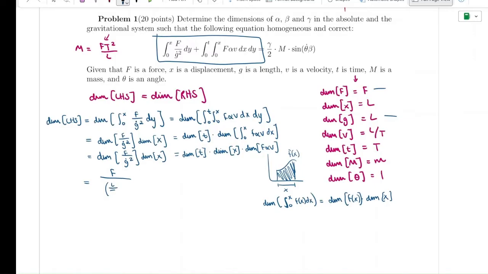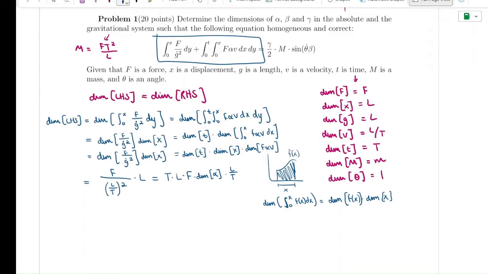So length per time would be squared because it's g dot squared times the dimension of x, which is L, given here. And then that is equal to the dimension of t, which is time, times the dimension of x, which is length, times dimension of f alpha v. We know the dimension of f is going to be f, and then dimension of alpha we don't know. And then we have dimension of v, which is length per time, which is given right here.